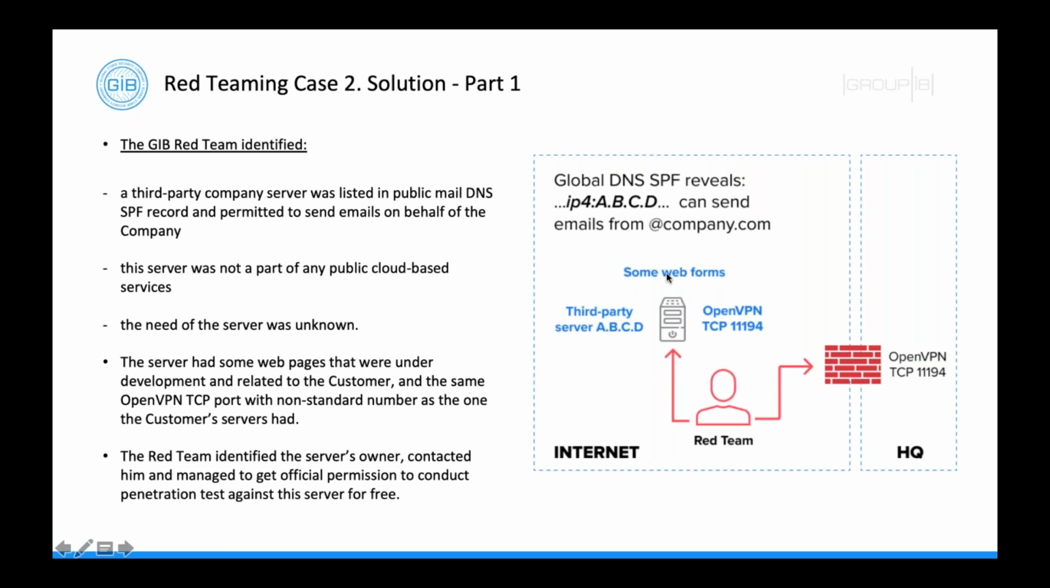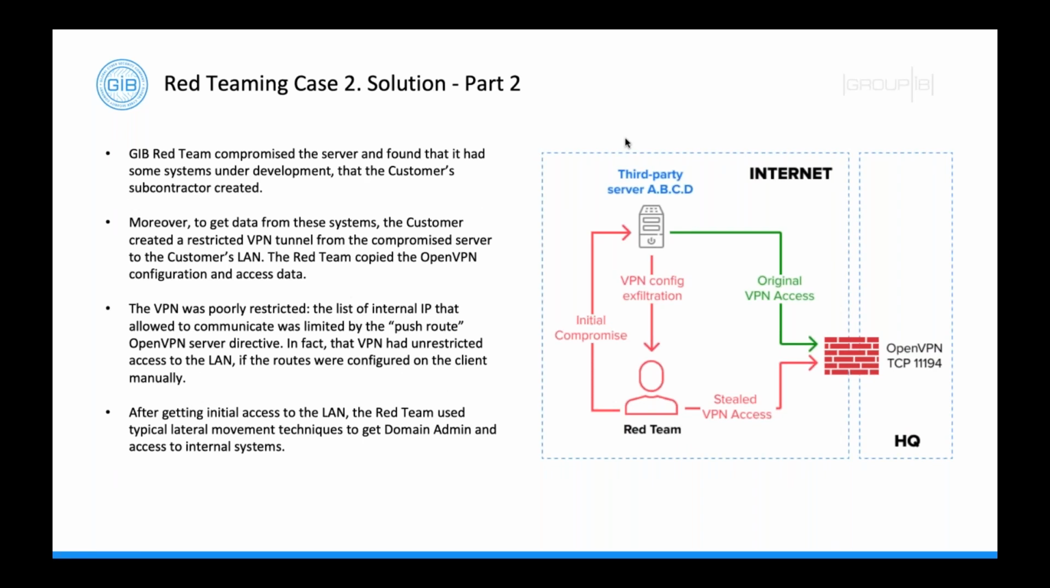Our next step was to identify the server's owner. The Group IB red team contacted them and managed to get official permission to conduct offensive efforts against the server. The way they did this was by offering free penetration testing services for this particular server. With this, Group IB's red team was able to compromise the server, and it had some systems under development that the customer's subcontractor had created.